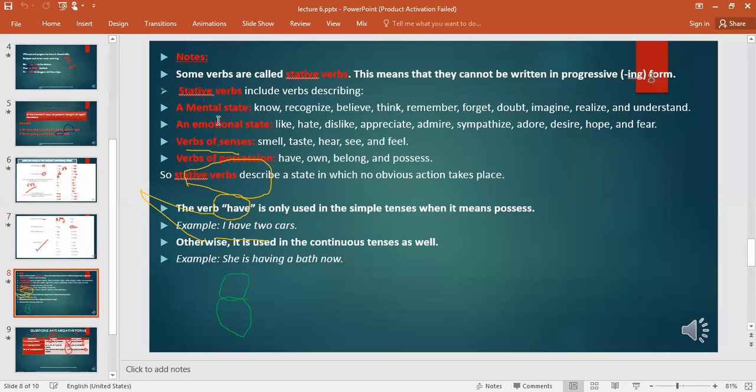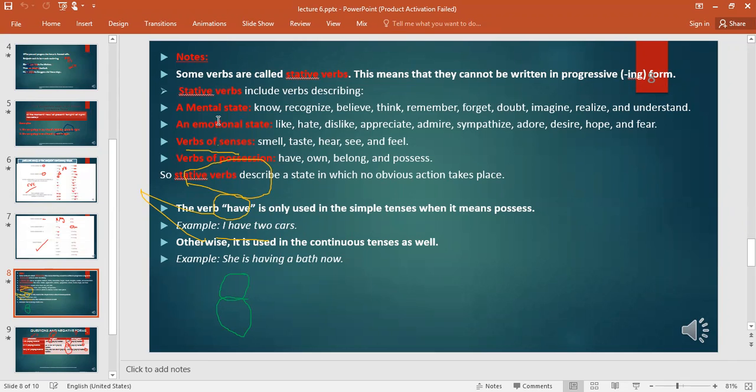Okay, now we move to something very important, which is something called stative verbs. Stative verbs are verbs of a state, of a certain state. These verbs are exceptional. They cannot be written in the progressive form, I mean with ing. These verbs include describing a mental state, an emotional state, verbs of senses, and verbs of possession.